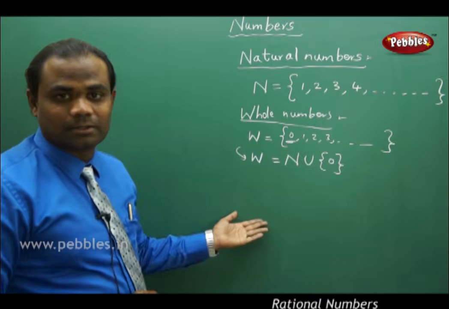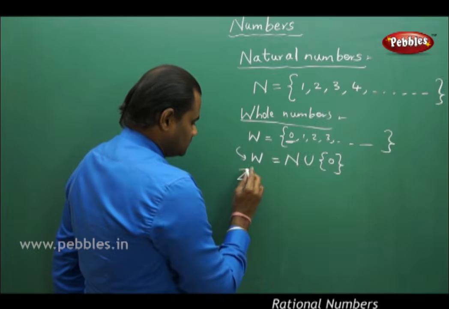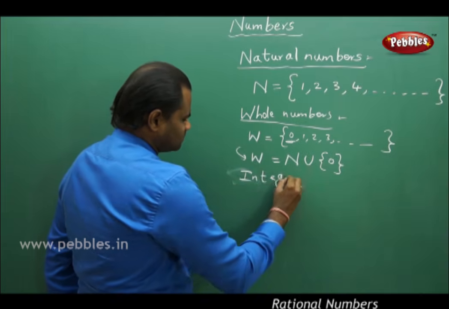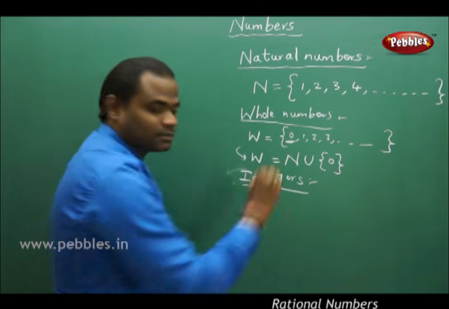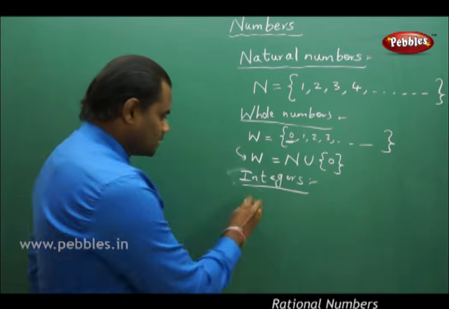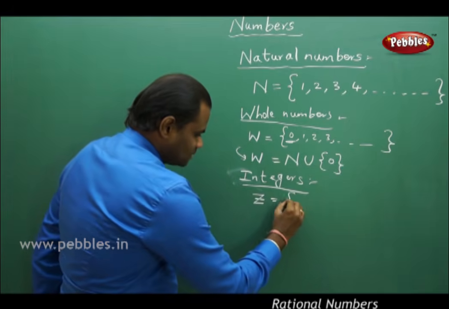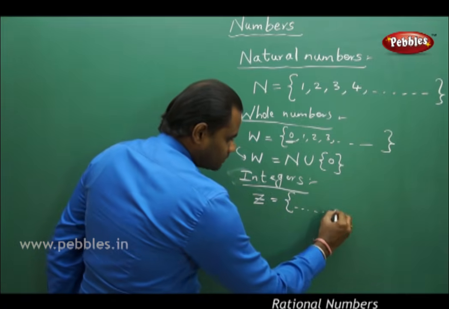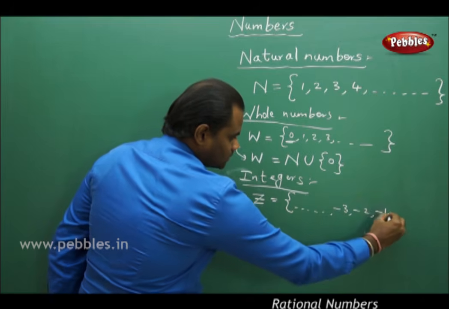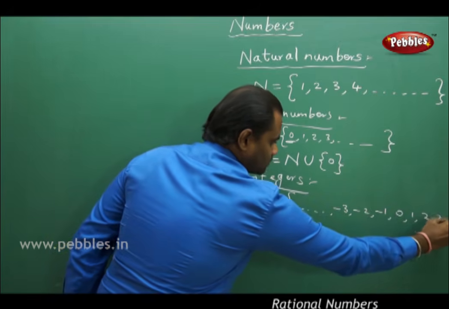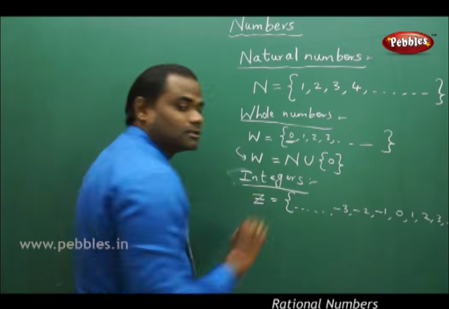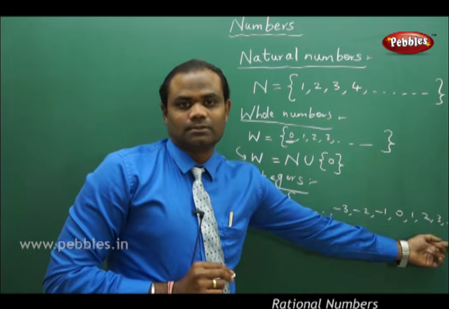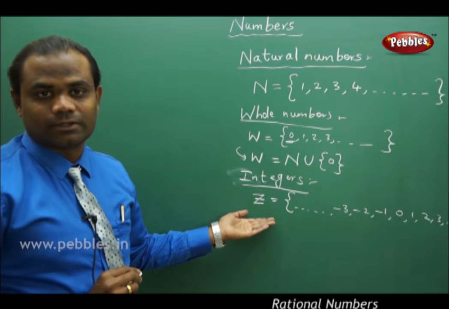Now coming to the next set of numbers, which are quite famous: integers. Let me start with the heading. Integers are denoted by Z, and we define the set of integers as all the elements from minus infinity, including the negative numbers, and the positive numbers going till infinity. So the set of integers includes negative numbers, 0 and positive numbers.